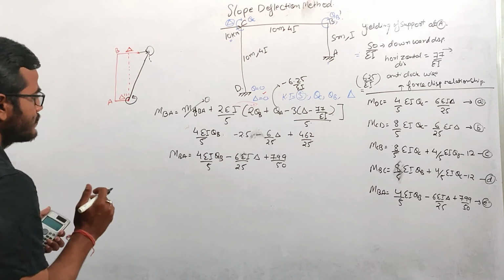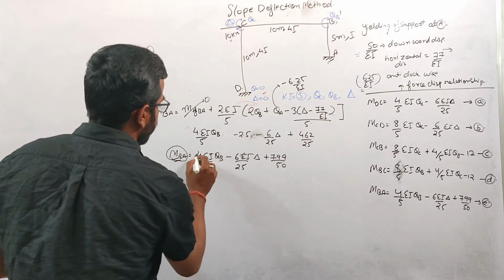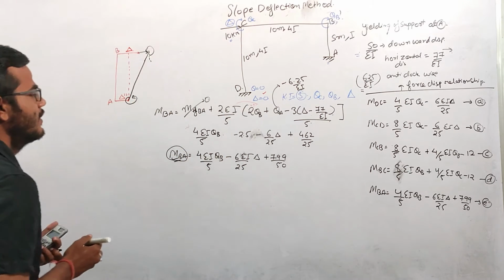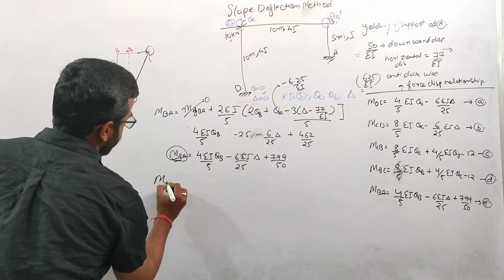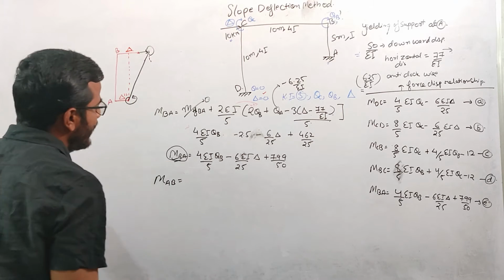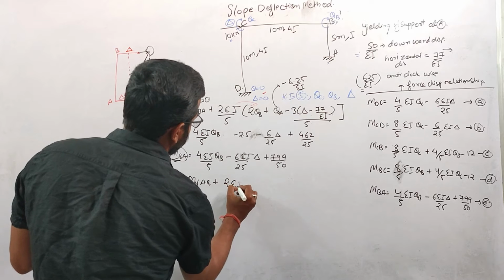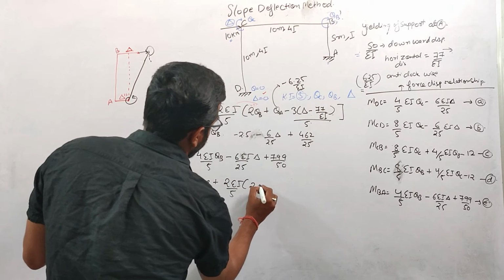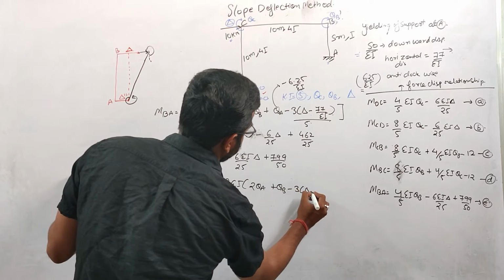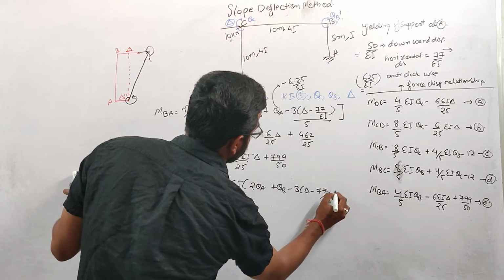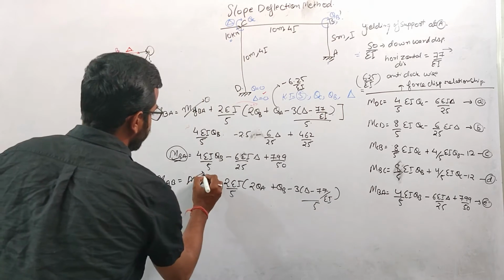When we have established the relationship between this MBA and the displacement, now let us consider this point A, or you can say MAB. So MAB I can write as MF AB plus 2 EI over 5 twice theta A plus theta B minus again 3 delta by 77 over EI divided by 5, right? So this will be 0.